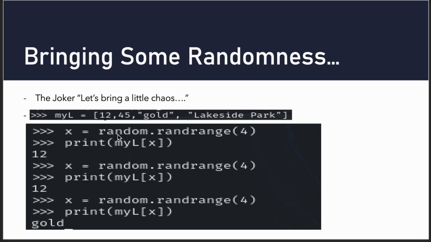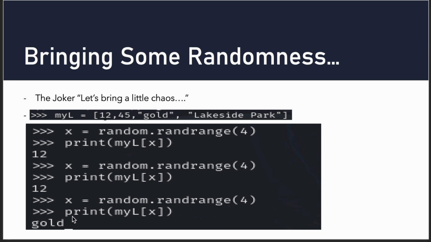So if x is equal to a random number between 0 and 3, obviously the x in this particular case equals 0 because what comes is 12. The same thing here, it equals 0 again. This time it's gold, so this would have been 2. The second position, 0, 1, 2, and that is gold.